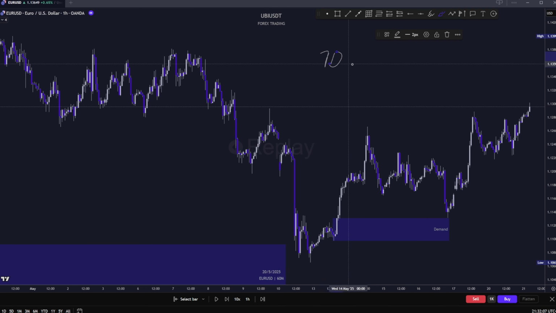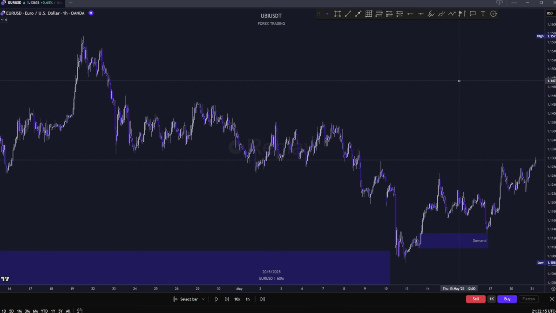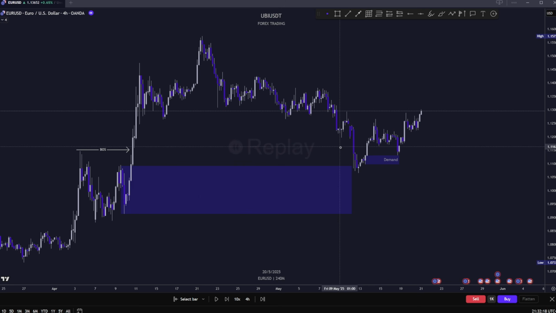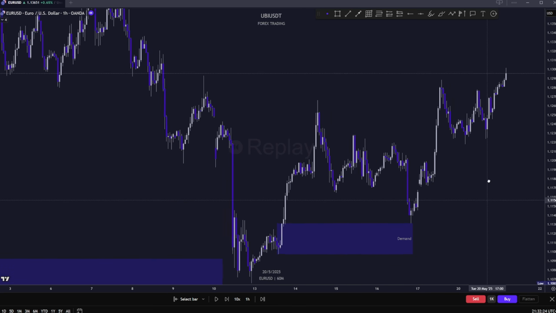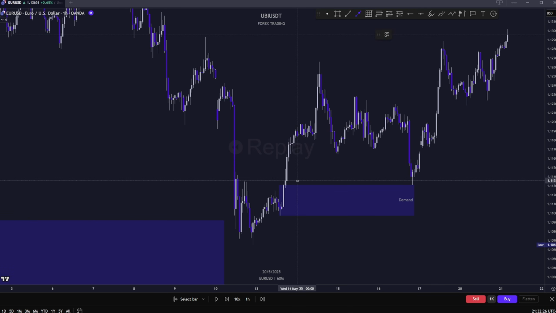So daily, 4 hour, and 1 hour. Let me delete everything here. And what I can see on 4 hours is that price mitigated our demand. We have our setup, formation of the setup. And you can see here price respected our demand zone.